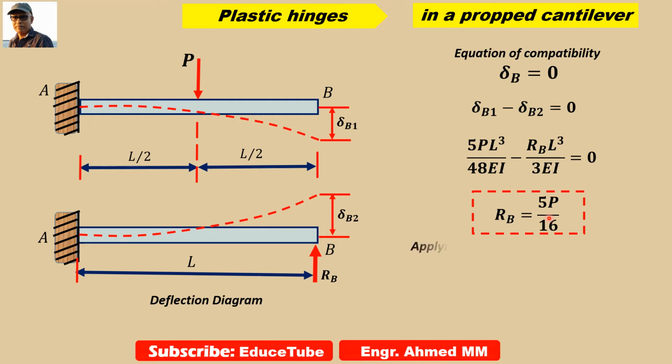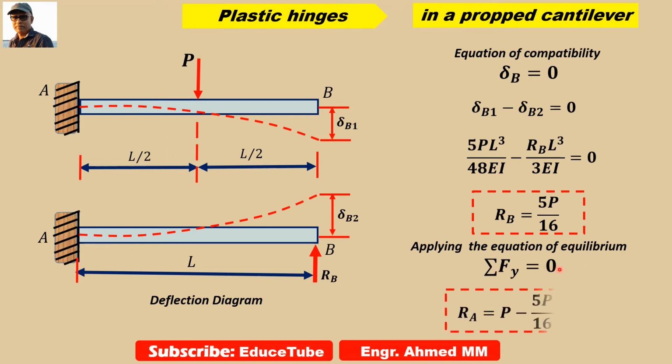And easily we can find RA also, because applying the equation of equilibrium, summation of vertical force is equal to 0, so RA will be P minus RB. So we get 11P by 16. So we got two reactions at A and B. And this midpoint is actually C. I forgot to write C here. This is C.